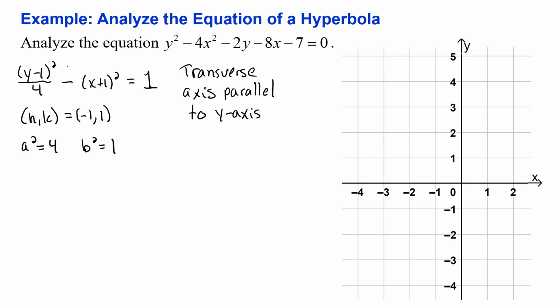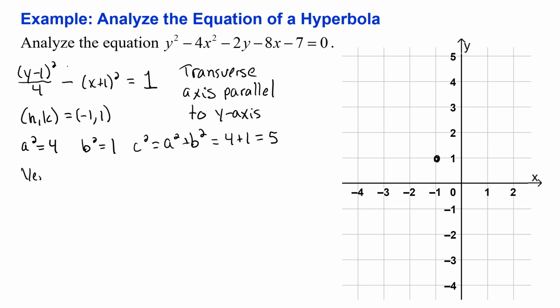Now, since we know a squared and b squared, let's calculate c squared. For a hyperbola, we know that c squared is equal to a squared plus b squared, which equals 4 plus 1, or 5. So let's start plotting information in an xy grid. Here we have an xy grid from -4 to 2 on the x-axis and -4 to 5 on the y-axis. As noted earlier, we can plot the center at the point (-1, 1).